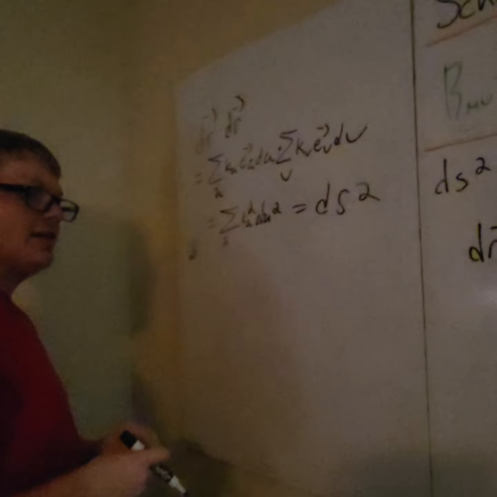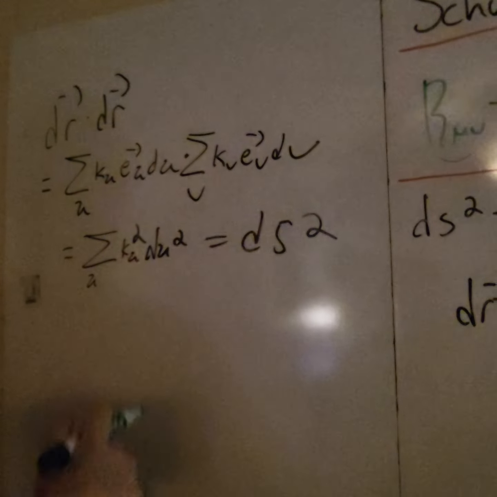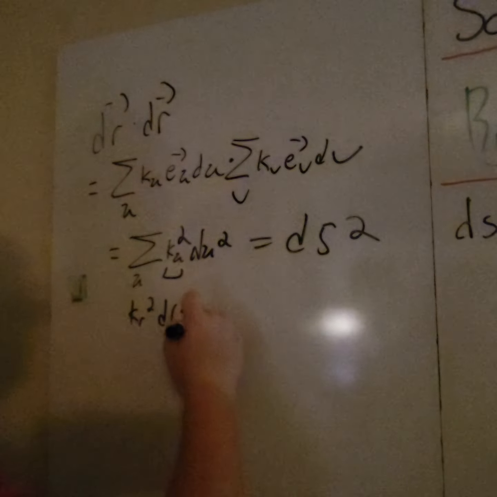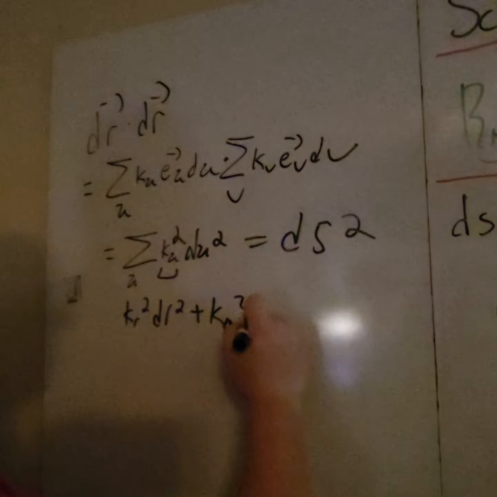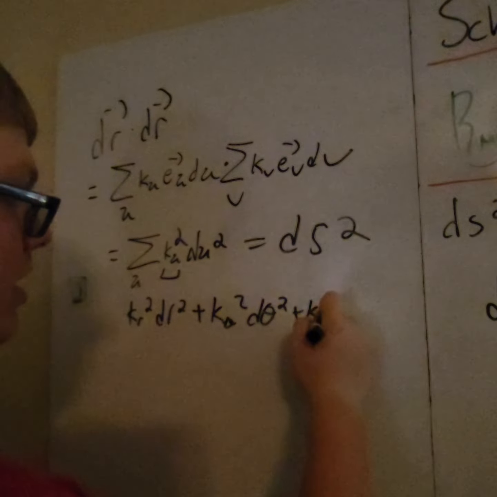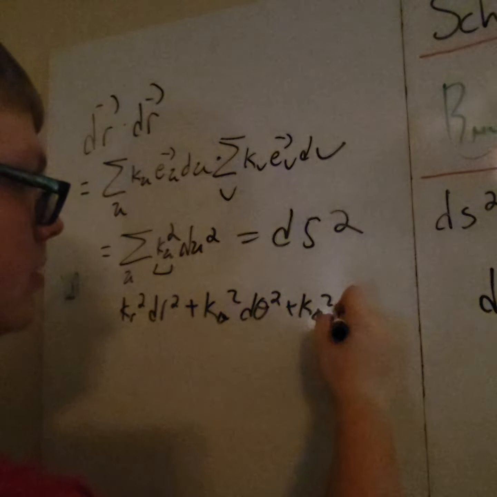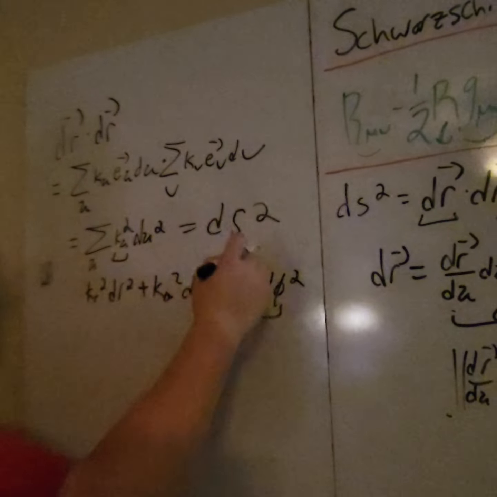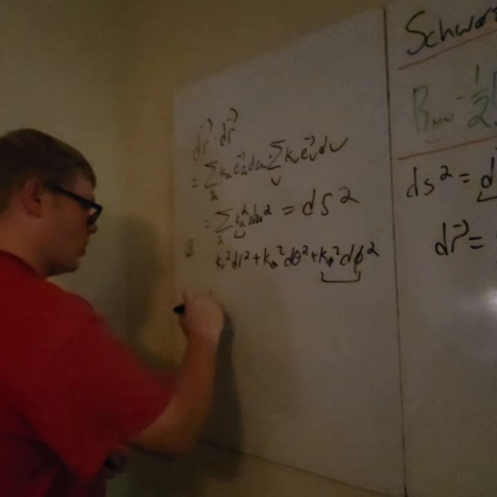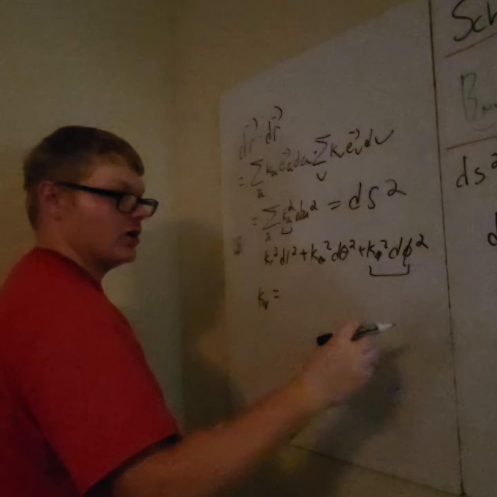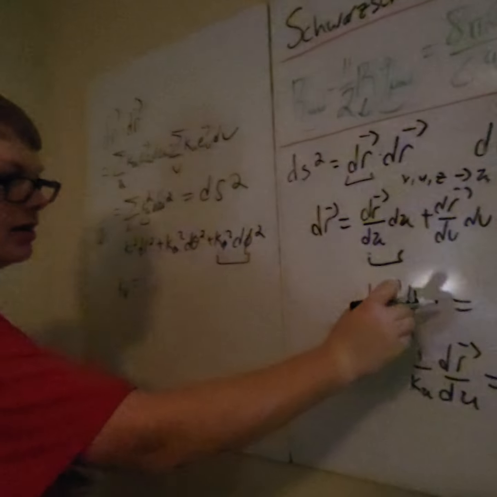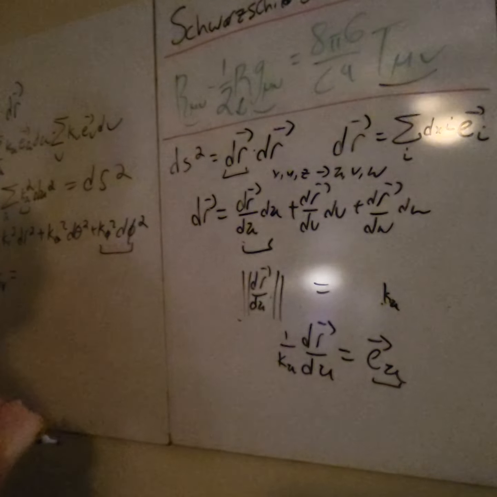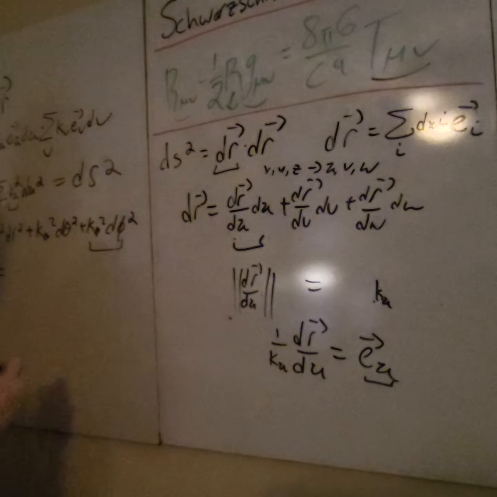And so in the case of our spherical coordinates, we need to calculate each of the k_u squared. So that's going to be k sub r squared dr squared plus k sub theta squared d theta squared plus k sub phi squared d phi squared. So we need to calculate k sub r, and we already defined that over here as k sub u, the magnitude of the position vector differentiated with respect to u.